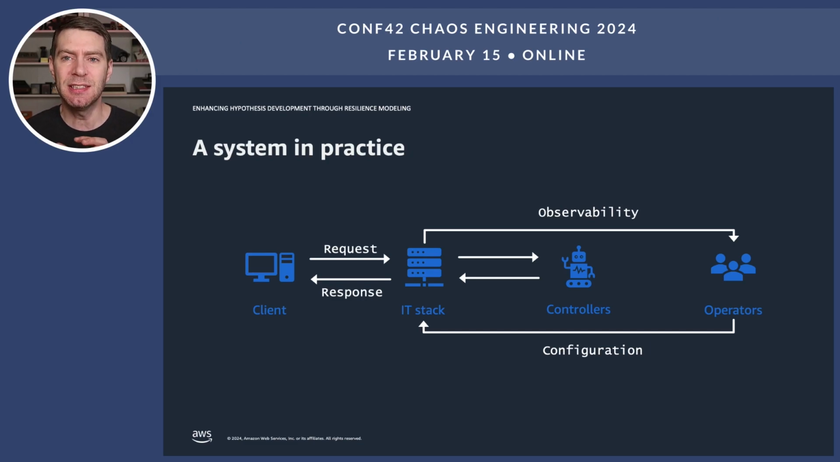And this is important because both the automation and the operators can change the IT stack, and that could result in both causing downtime or preventing downtime. So when modeling the resilience of the system, we need to consider these elements in addition to the components in the architecture diagram that we're used to seeing.